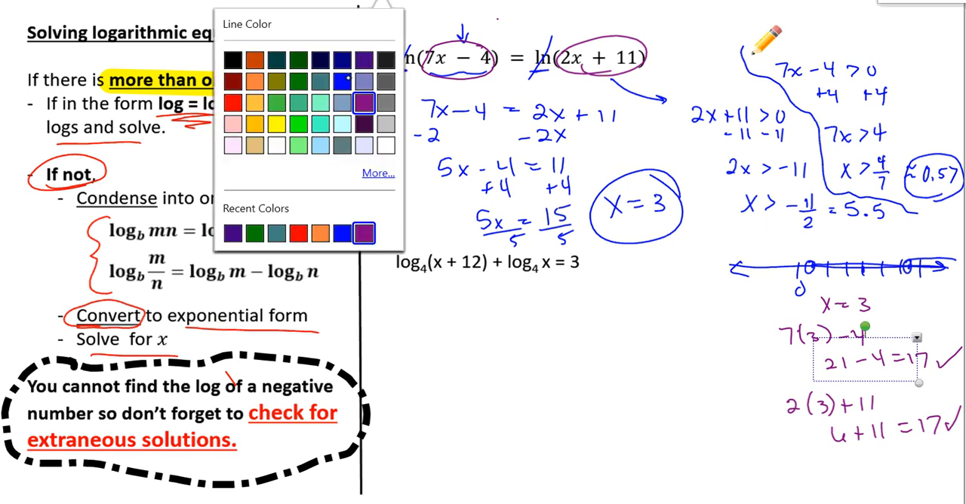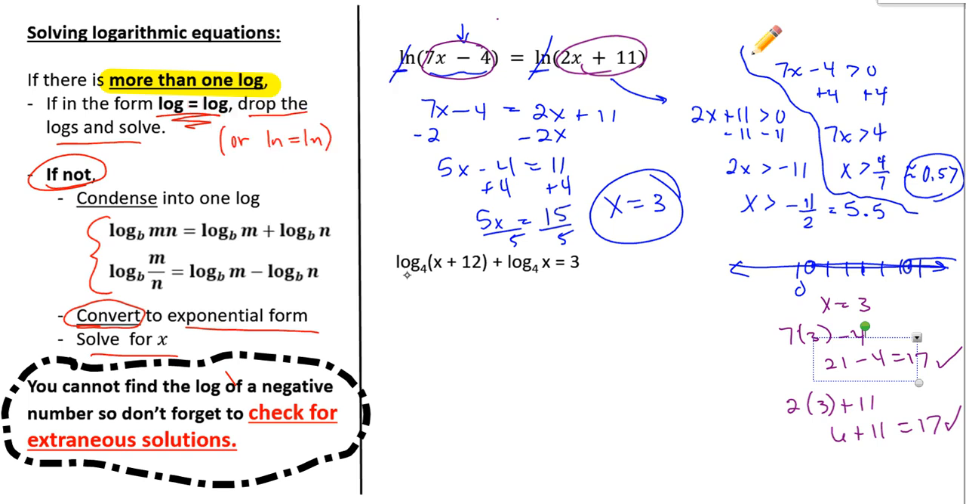This next example is one where there are two logs, but they're not log equals log. It's equal to a 3. So what we're going to do instead is use one of our properties. Because it's plus right here, we're going to use this property. Now it looks different because there's x's in there. It doesn't matter. Still the same process.